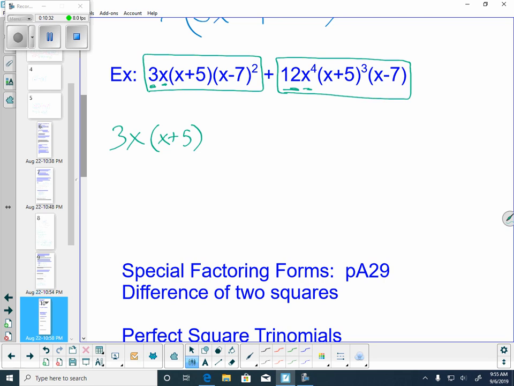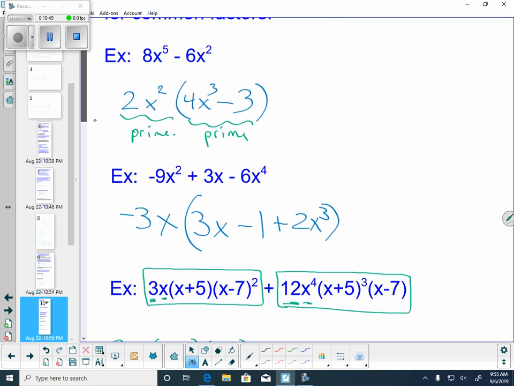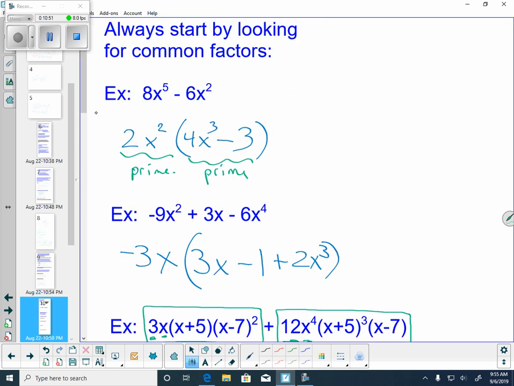x minus 7 to what power? To the first. Does everybody agree with that? Because if I've got x minus 7 to the second and x minus 7 to the first, I can only factor out x minus 7 to the first. I've got to go with the lower of the two powers, right? Just like we did here. We had x to the fifth and x to the second. I had to factor out the lower of the two powers, correct?